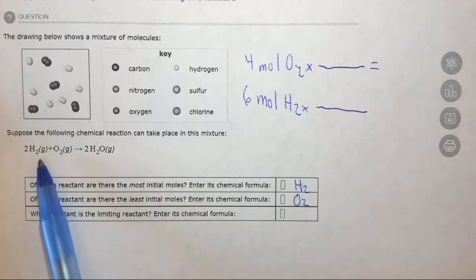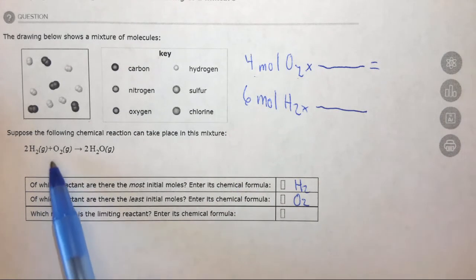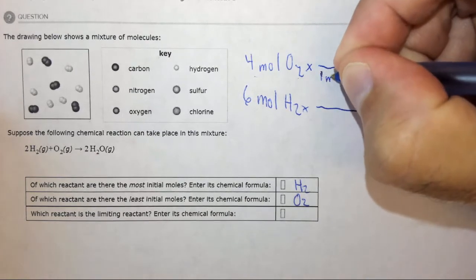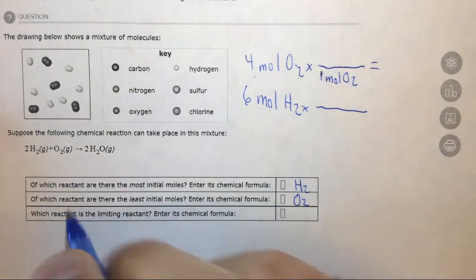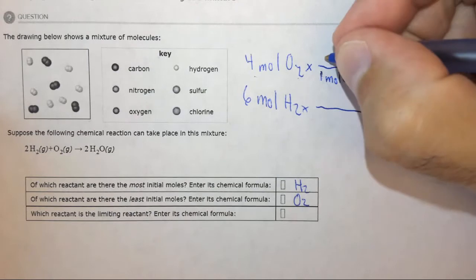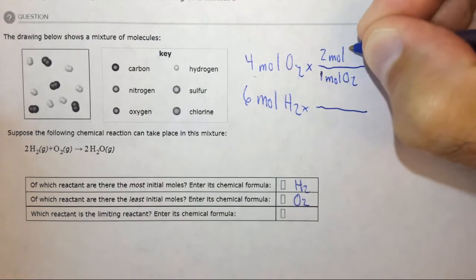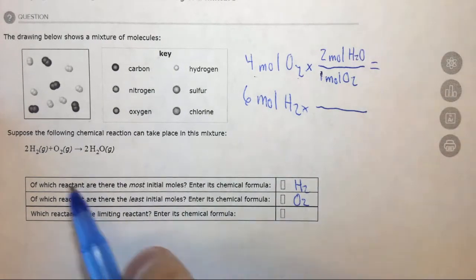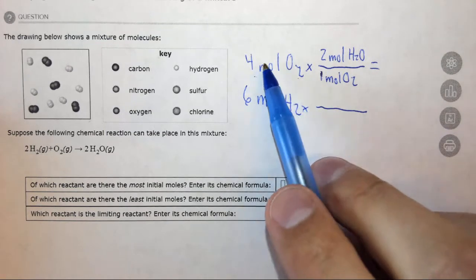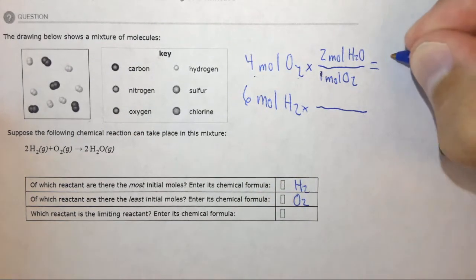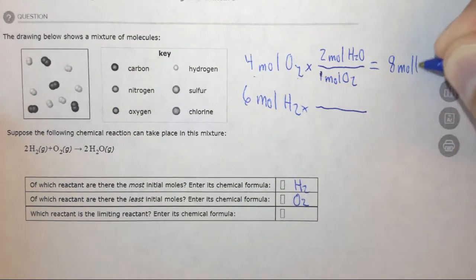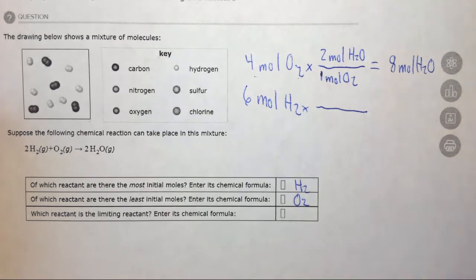So if we look at the balanced chemical equation, doing 4 moles of oxygen first, we see there's a stoichiometric coefficient of 1 in front of oxygen. So we want to put 1 mole of O2 on the bottom. And there's a 2 in front of water, so we want to put 2 moles of H2O on the top. So if we react 4 moles of oxygen, we will make 8 moles of water.